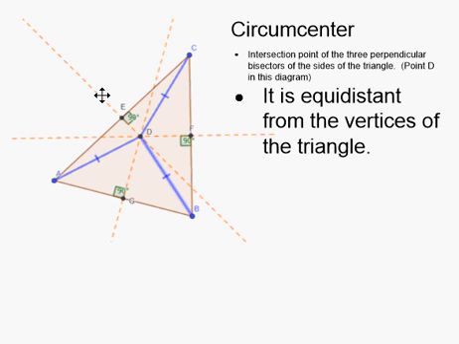The circumcenter is equidistant from the vertices of the triangle. So the distance from this circumcenter to vertex C is the same as the distance to vertex B, and it's the same as the distance to vertex A. So all 3 of these segments that I've constructed are congruent to each other.